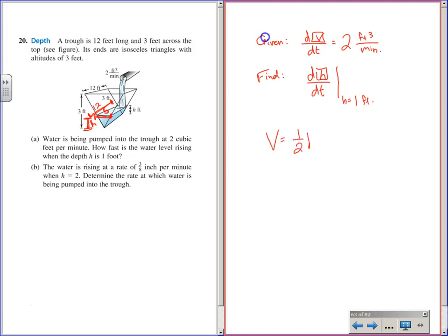1/2 base times height. Where am I getting this? Area of a triangle. And what do I need to make it into the third dimension? Depth. And what did I say is not changing? 1/2 base times height times depth. So I could go ahead and say easy. It's all well and good.